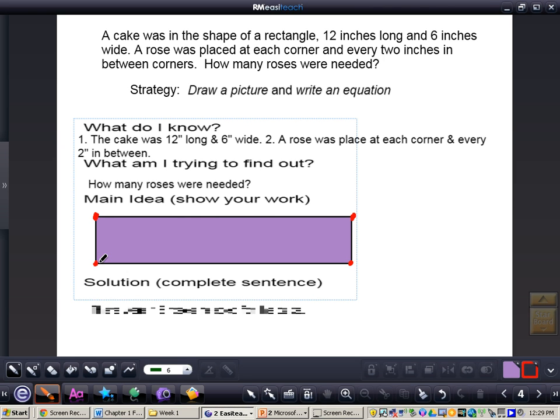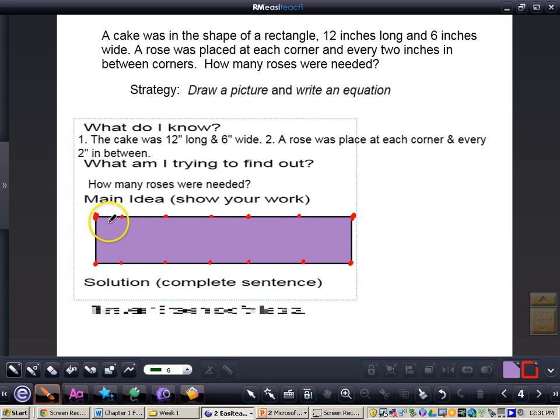Then they say there's going to be a rose placed every 2 inches in between corners. So what we'll need to do is put a rose at every 2 inches. So this would represent 2 inches, 4 inches, 6, 8, 10, and then this final spot would represent 12. Same thing at the bottom. 1, 2, 3, 4, 5.